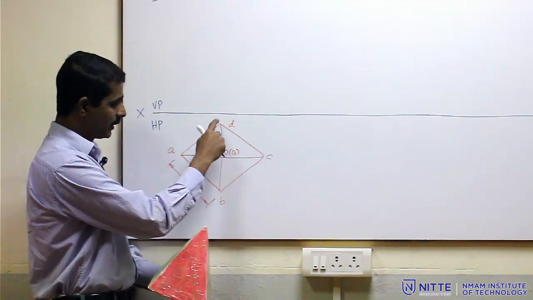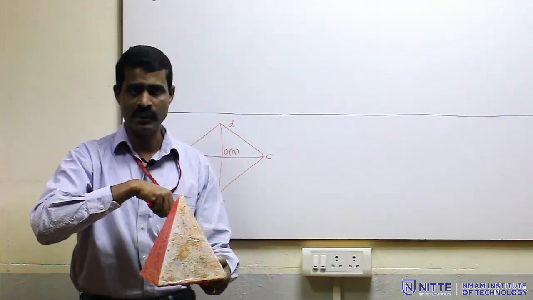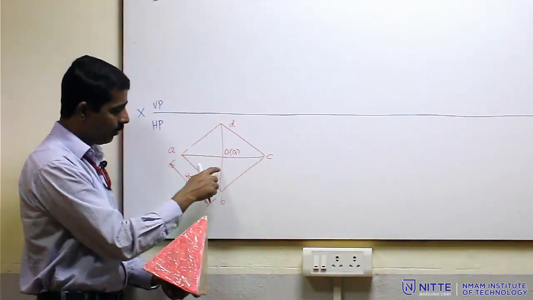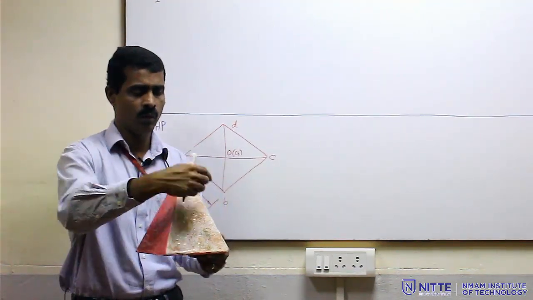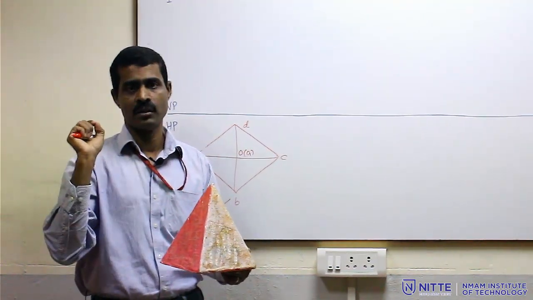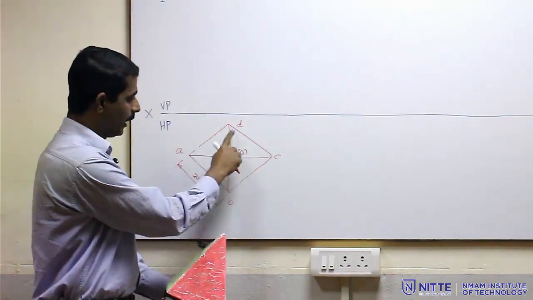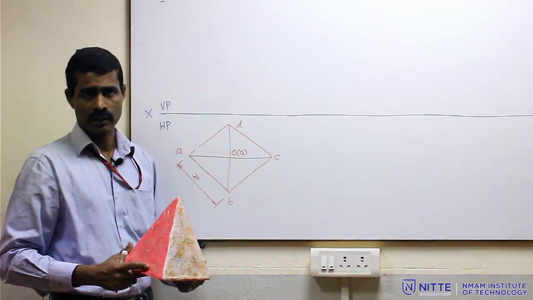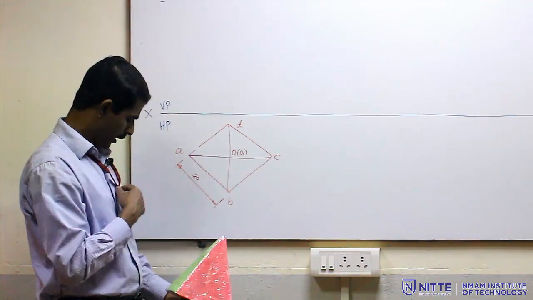So, these 4 edges AB, BC, CD and DA are the base edges, and the edges we can see here, OA, OB, OC and OD, are slant edges. So, all the 8 edges are visible in the top view. Okay, so all the 8 edges or all the 8 lines are dark here. Okay, so 0.4 mm thickness I have purposely drawn with the red color here.